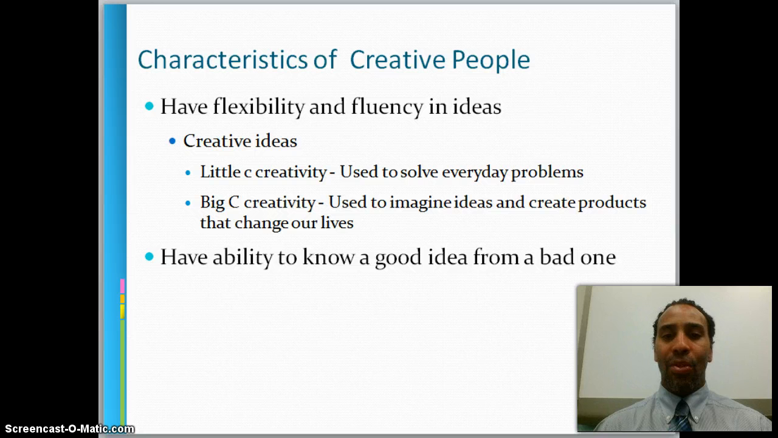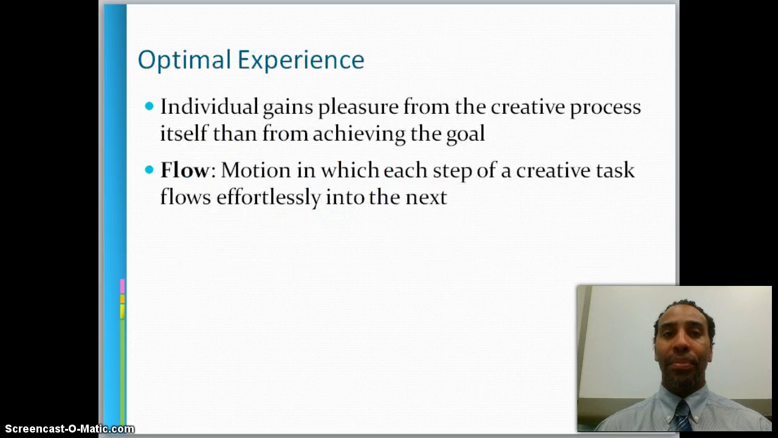Then you have the ability to know a good idea from a bad one. So I've had my fair share of bad ideas, and I've had my fair share of good ideas. So you have to know which ones are good, which ones are bad, and know when to scrap it. Like Kenny Rogers says, know when to hold them, know when to fold them, know when to walk away, right? You got to know when the deal is done. If you have one of those bad ideas, you should just walk away, be able to admit it, and then go on to what the next best idea might be.